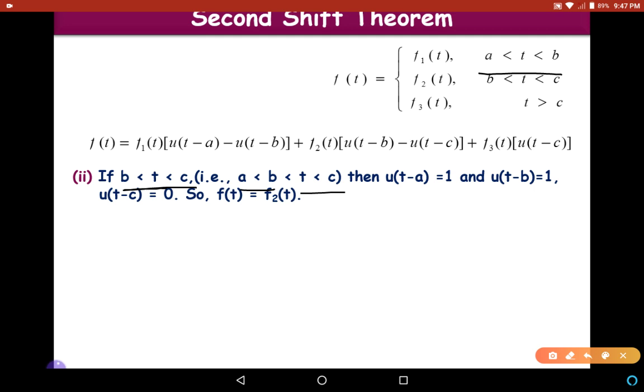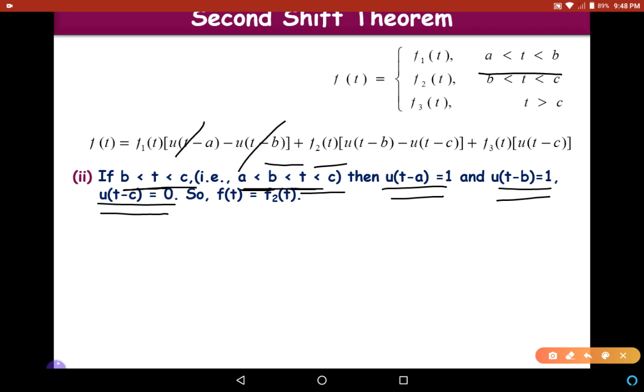So now let us write what is U of t minus a, what is U of t minus b, and U of t minus c. Because t is greater than a, U of t minus a is 1. And t is greater than b, therefore U of t minus b is 1. But t is less than c, therefore U of t minus c is equal to 0. I am writing this from the definition of unit step function.